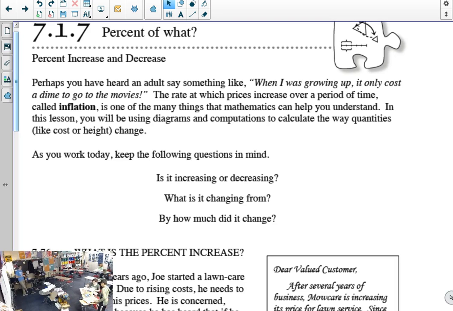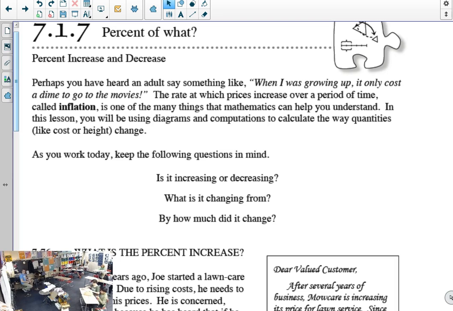Perhaps you've heard an adult saying something like, "When I was your age, it cost me a dime to go to the movies." The rate at which prices increase over time is called inflation. Just like you inflate your pool toy, prices, as they go up and expand, it's called inflation. It's one of the many things that mathematics can help us understand, because as time goes by, prices are going to go up and the dollar will be worth less. There's all kinds of reasons for inflation, like technology.